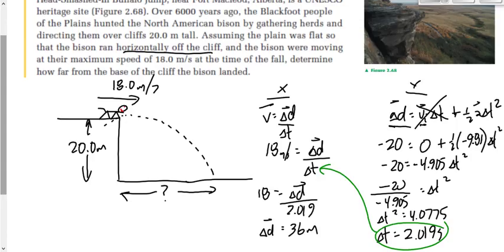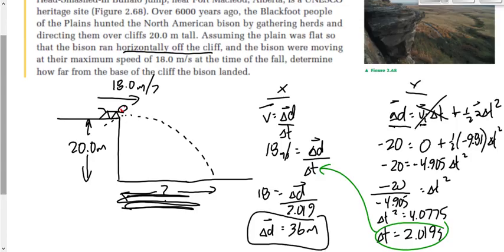What was I looking for again? The horizontal displacement, right? How far it goes horizontally. What did I just find? The horizontal displacement. How far away from the base of the cliff the bison ends up.